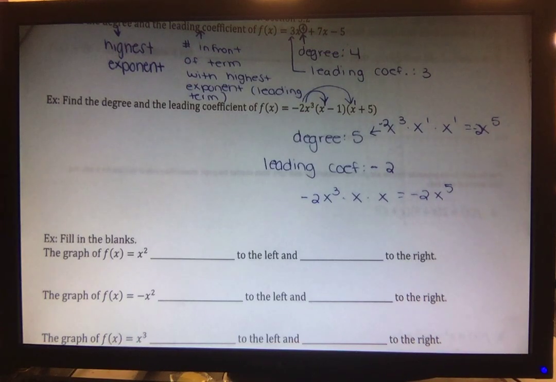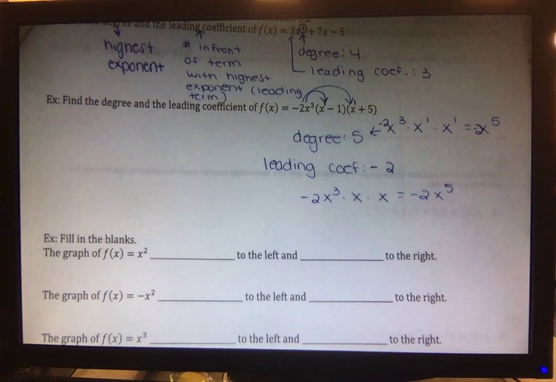And that was the hardest one I could find, the trickiest one I could find. So questions, comments, concerns for me. The leading exponent and the degree tells a lot about the graph. So that's what we're going to do next with this. But any questions on identifying the leading coefficient and the degree? Yes, sir.